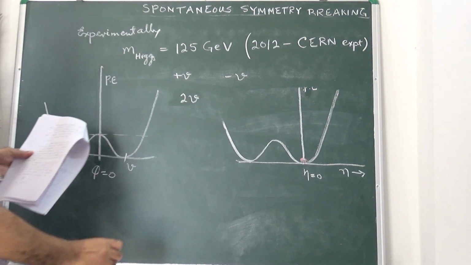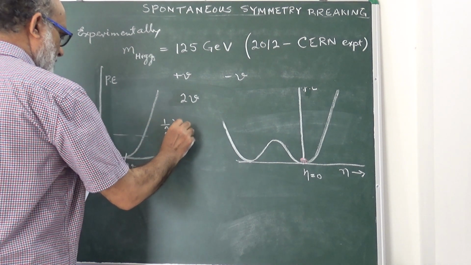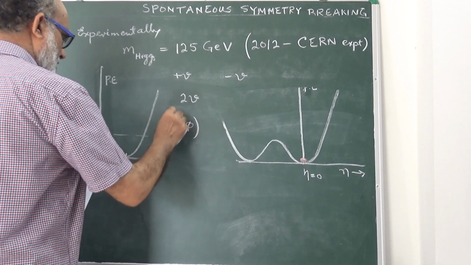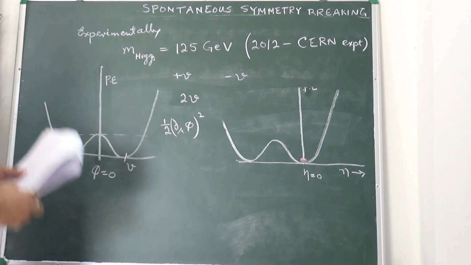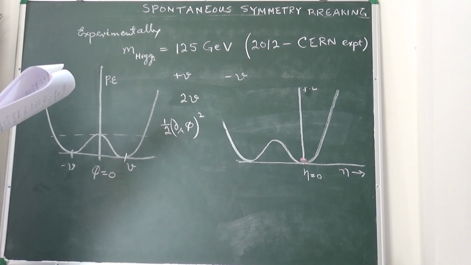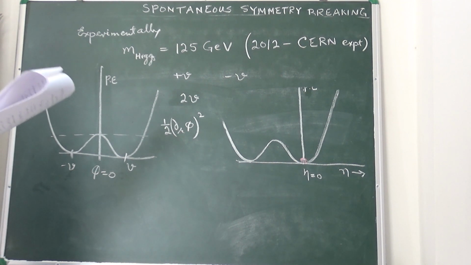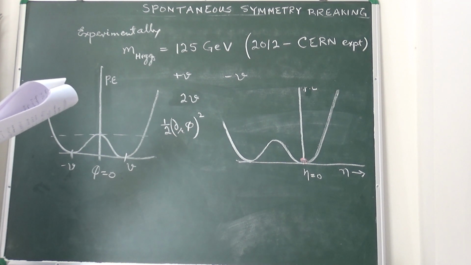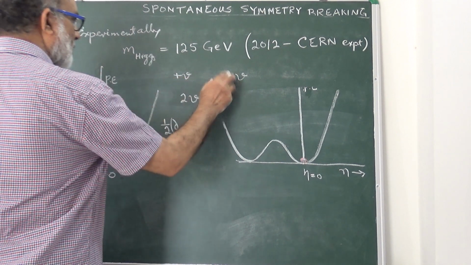So the kinetic energy part, this change in the phi, is very large. So the kinetic energy part is very large, but the potential energy is still at its minimum. So the only way to really minimize the energy at every point in space is to come to the same decision, either plus v or minus v.